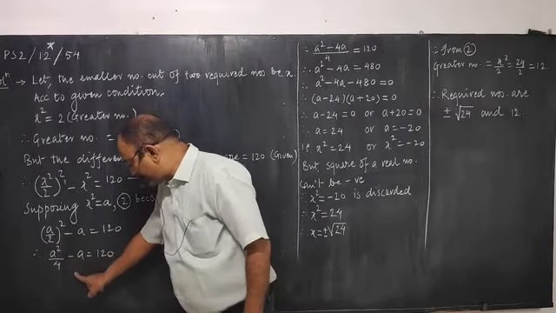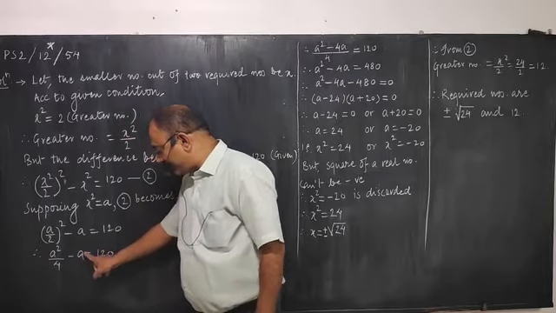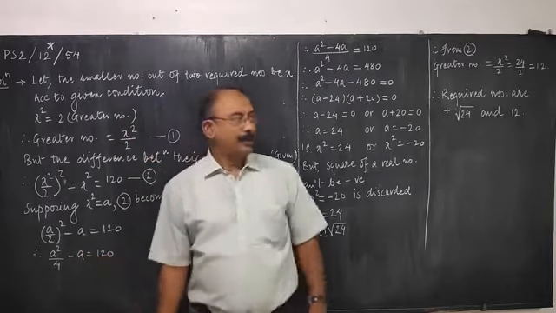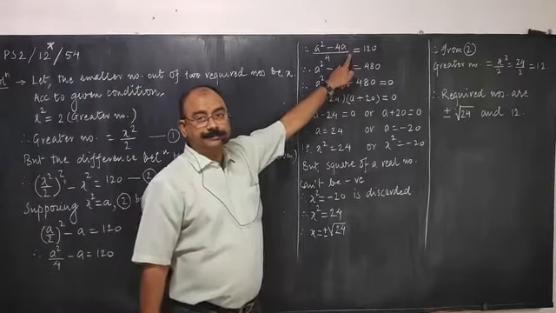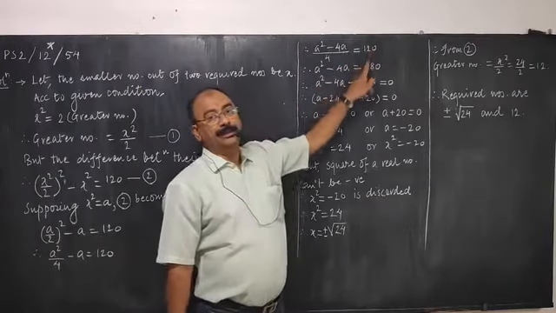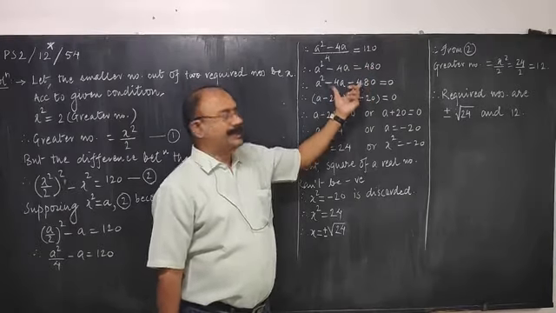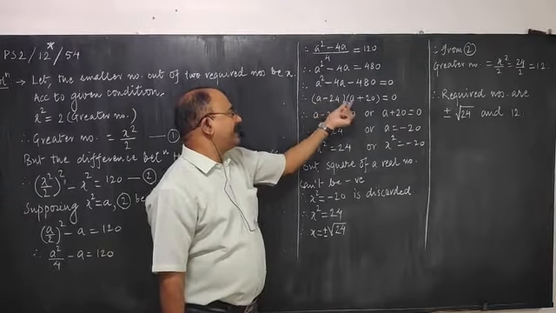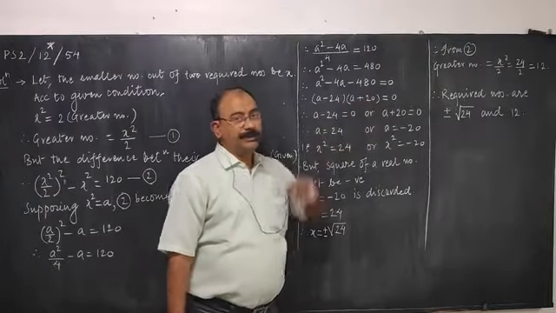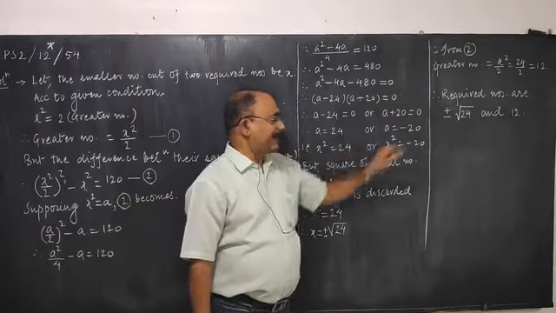Simplify this: the denominator of this a is 1, 1 into a square is a square, 4 into minus a is minus 4a, upon 4 is equal to 120. Then cross multiply, you get 480, transfer 480 to the left side. The equation is very simple, the factors are very easy to obtain. You get a minus 24 into a plus 20 is equal to 0. You get a is equal to 24, a is equal to minus 20.